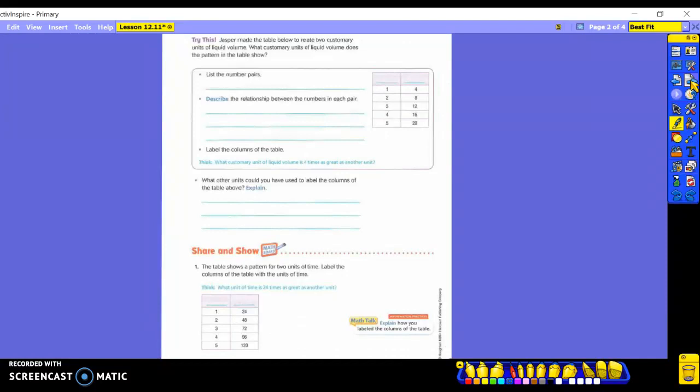Let's try this one. Jasper made the table below to relate 2 customary units of liquid volume. What customary units of liquid volume does the pattern in the table show? We're going to highlight this question, and I'm going to underline some things that are very important for us to make sure we pay attention to. And that is customary units of liquid volume. That's one thing that can help you out in determining what you're going to put in the box. Red did highlighted.